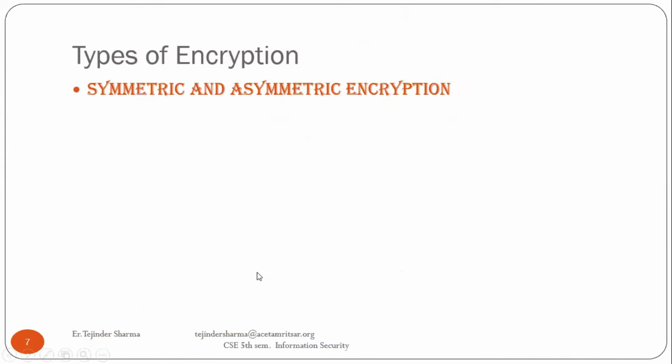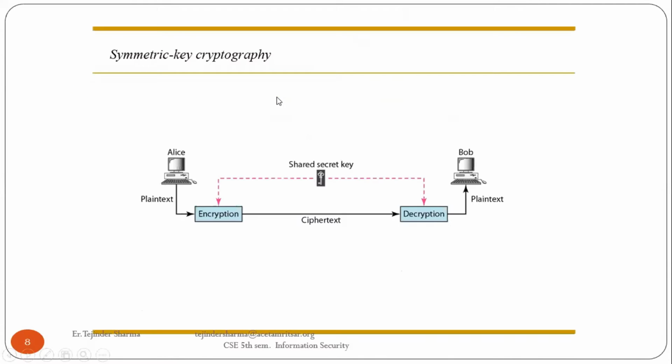So what are the various types of encryption? There are two types of encryption, symmetric and asymmetric encryption. Here you are seeing Alice wants to send some data to B. When the common key is shared between the sender and the receiver, that is called symmetric key encryption. Whenever a single key is used both for encryption and for decryption, that is called symmetric encryption. Symmetric means same.